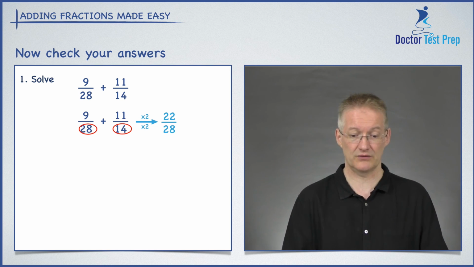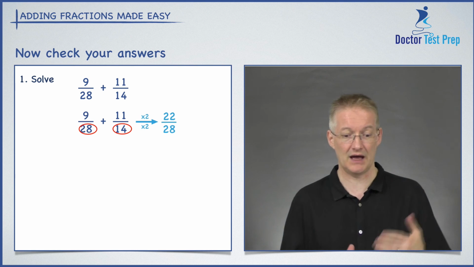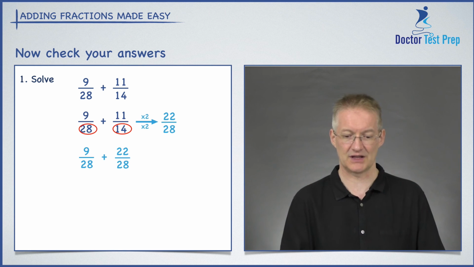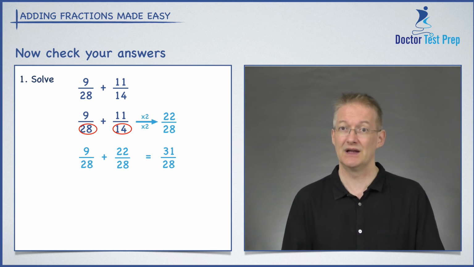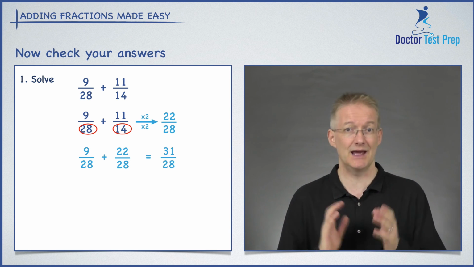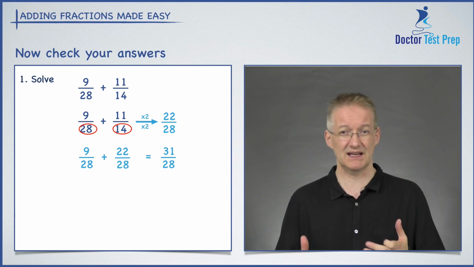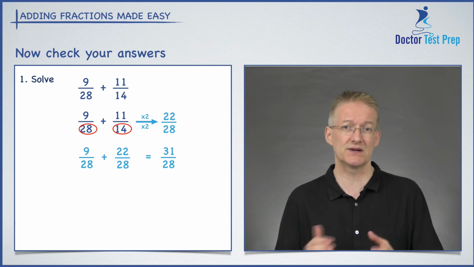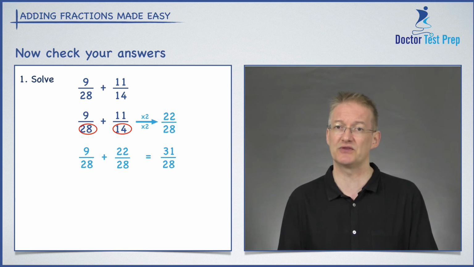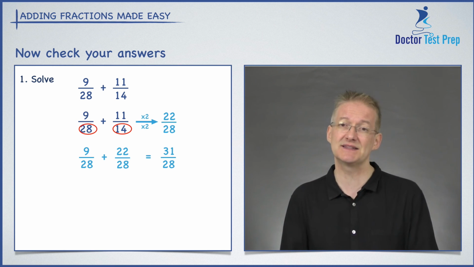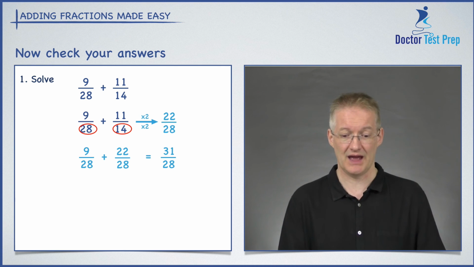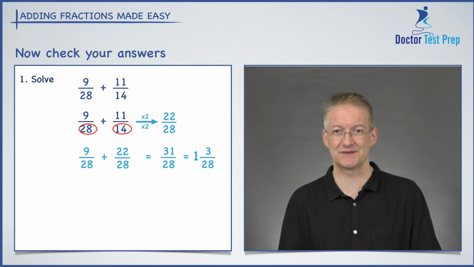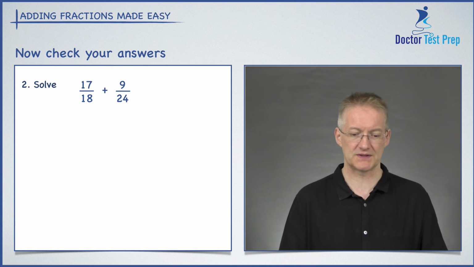So my fractions that I'm actually adding together are 9 over 28 plus 22 over 28. And that's going to give me 31 over 28. Now notice here that that's an improper fraction, and most likely the answer on an exam is going to be a proper fraction or a mixed number. So let's convert our improper fraction into a mixed number. 28 into 31 goes once, and I have 3 left over, so my answer is 1 and 3/28. Great.